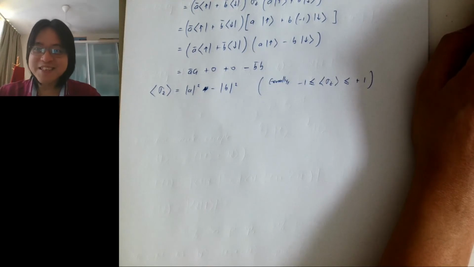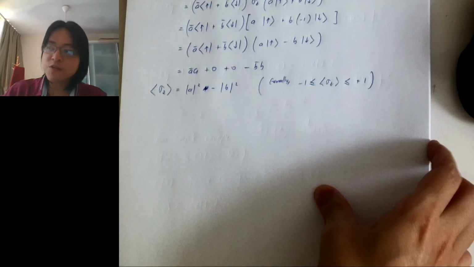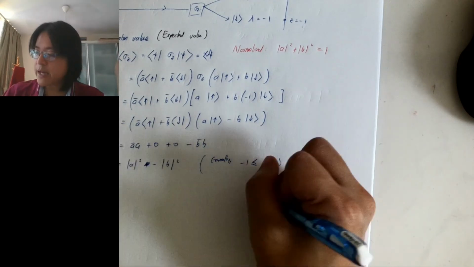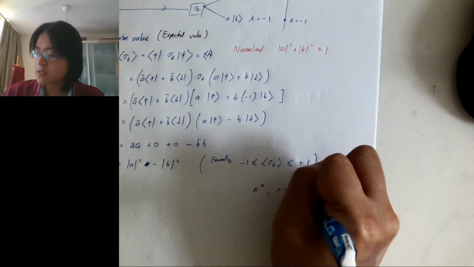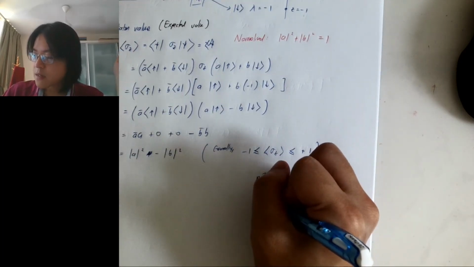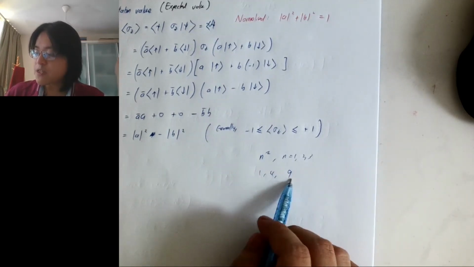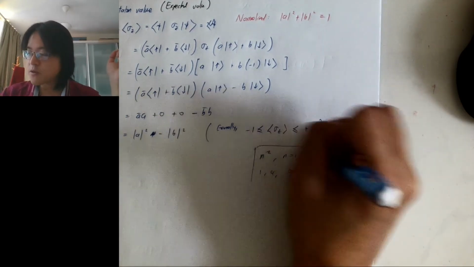There's a good way to think about this. The expectation value can be larger than 1, because for that tutorial, your eigenvalues for tutorial question 2 are n squared, where n is 1, 2, 3. So your eigenvalues are 1, 4, 9. Your expectation value should not exceed 9 and should not go less than 1. So this is for the tutorial question.